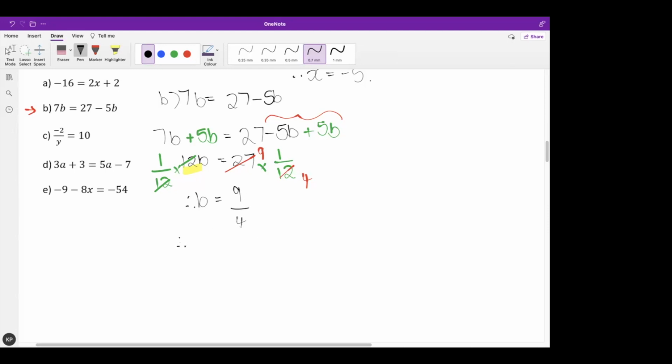Now, I want us to change this to a mixed fraction. So then again, I say, therefore, b is equal to. Let's change this to a mixed fraction. Firstly, how many times does 4 go into 9? How many wholes can I fit into 9? 2. And then what is my remainder?